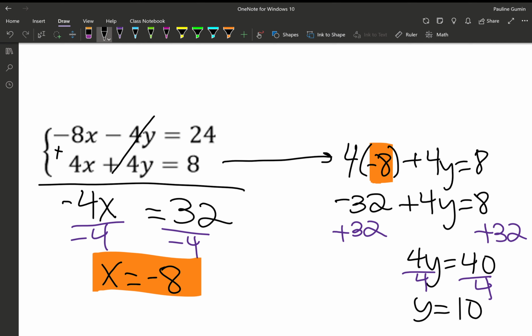Y equals 10. Now don't forget, we do need to write our answer correctly, which means negative 8, comma, 10, because we always go x, comma, y.